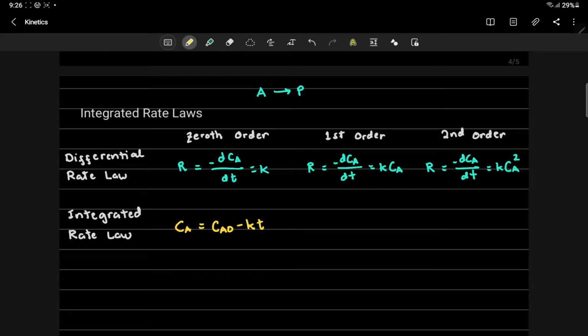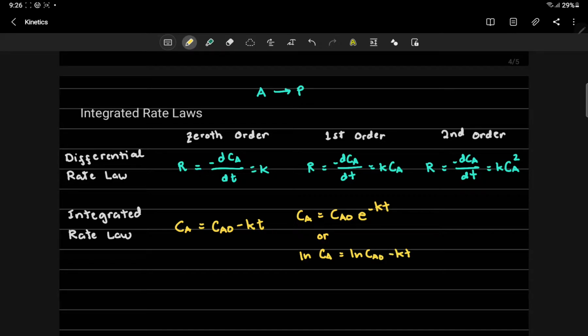For first order reaction, you'll have concentration of A equals the initial concentration of A times e raised to negative kt. Or you can express this in log form. That's ln of the concentration of A is equal to ln of the initial concentration of A minus kt.